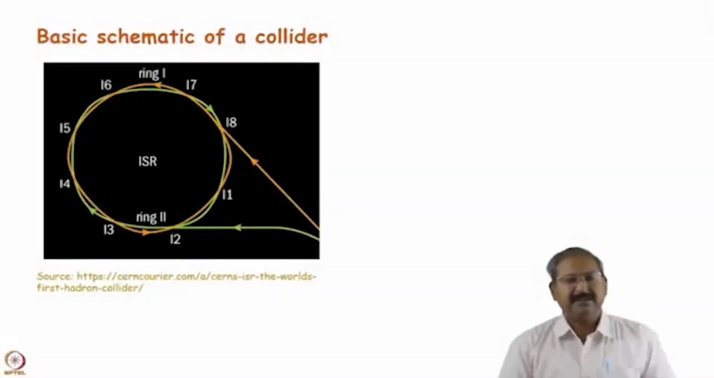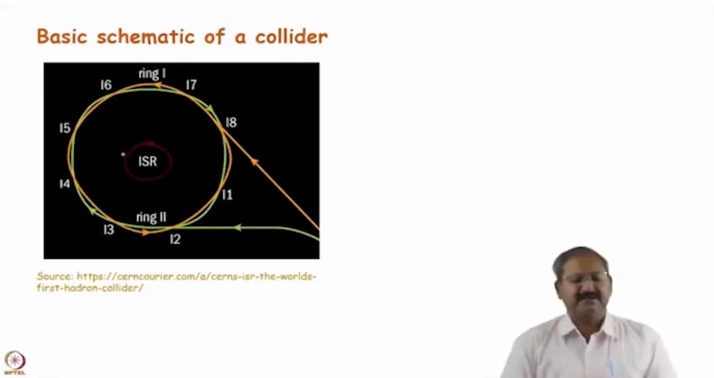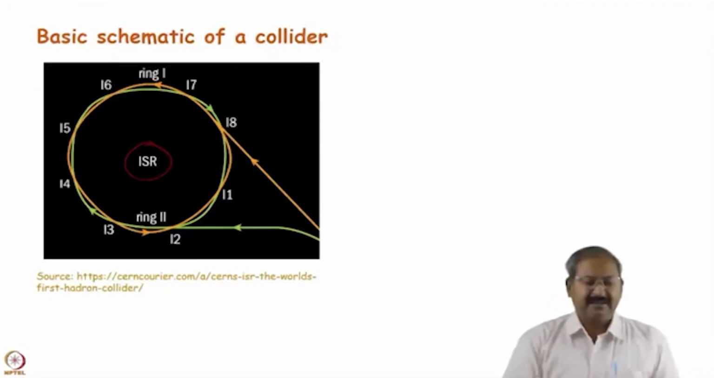Now, how does a collider actually look? This is one of the basic schematics of an intersecting storage ring. This was the first hadron collider, and it was operated at CERN. Actually, we can see that from the proton synchrotron, a beam is sent here, and from the proton synchrotron, another beam is sent here.